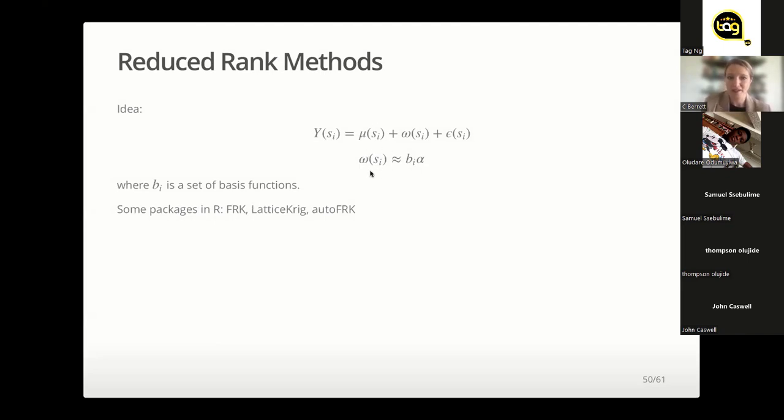So we're going to fit our spatial random error with its own regression. It's an approximation of the spatial error, but we'll use these spatial basis functions that I call B_i here. And then we'll estimate the coefficients alpha. Just like when we had X beta, we estimate that beta. Here we have B alpha, so we're going to estimate the alpha.